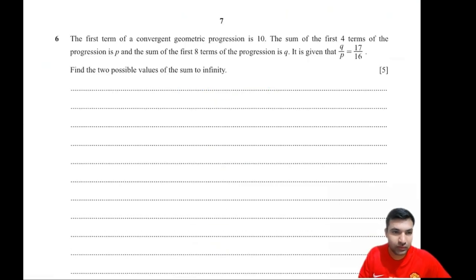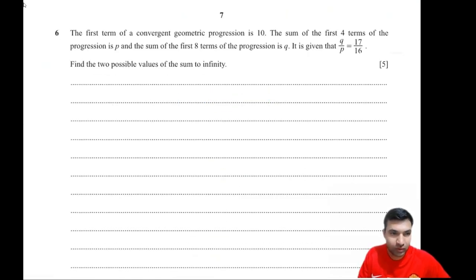Now coming on to the next question, which is the sixth one. The first term of a convergent geometric progression is 10. So this is very, very important. A GP will converge when the common ratio is less than 1, right? Then it says the sum of the first 4 terms of the progression is P, and the sum of the first 8 terms of the progression is Q. It is given that P over Q is equal to 17 over 16. Find the two possible values of the sum to infinity.